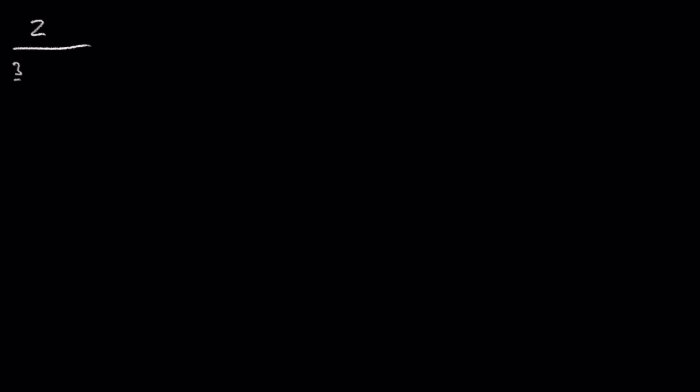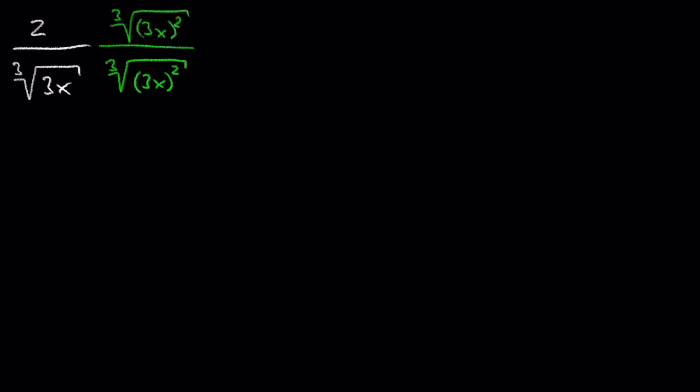Over the third root of 3x. After multiplying by the third root of 3x in parentheses squared, we get 3x in the denominator and 2 times the third root of 3x in parentheses squared in the numerator.